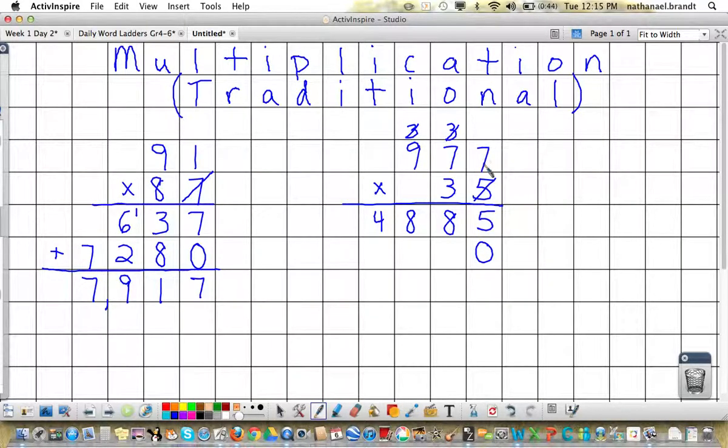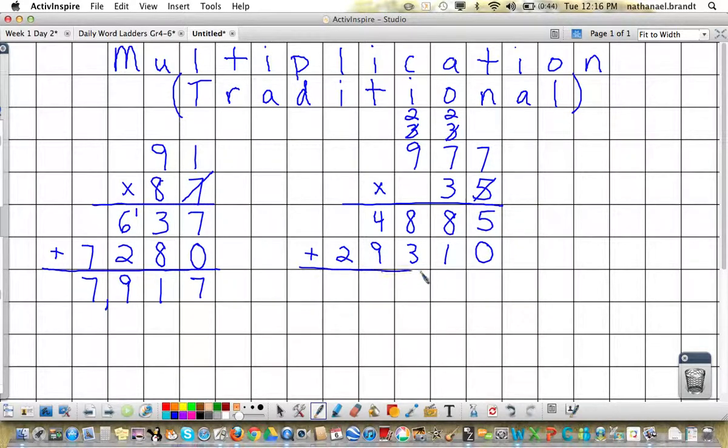And then we can go up and multiply. So ones place times tens place. 7 times 3 is 21. Plus this 2 is 23. We put our 2 up here. And we have the hundreds place times the tens place. 9 times 3 is 27. Plus 2 is 29.